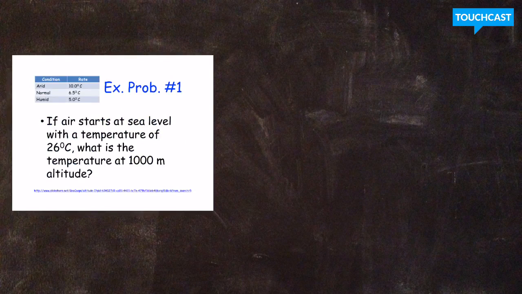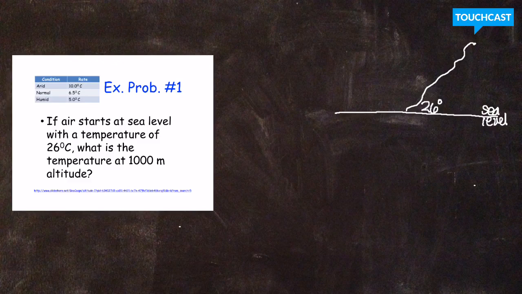Okay, so let's do this problem again together. Air starts at sea level with a temperature of 26 degrees. So I'm going to draw myself a picture, and I'm going to put 26 degrees. I don't have to worry about altitude and elevation because it tells me that I'm at sea level. So what's the temperature if I go up 1,000 meters? Now in this problem, I think it tells you to use the dry environmental lapse rate.